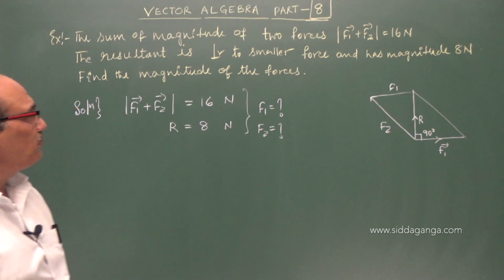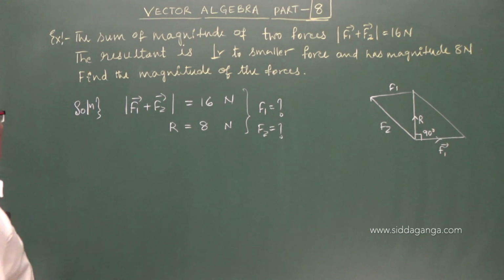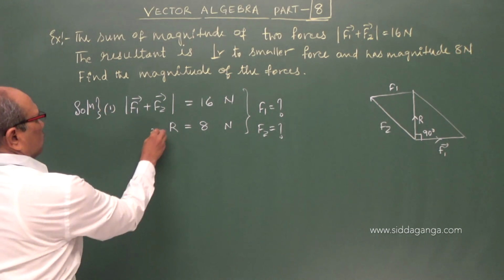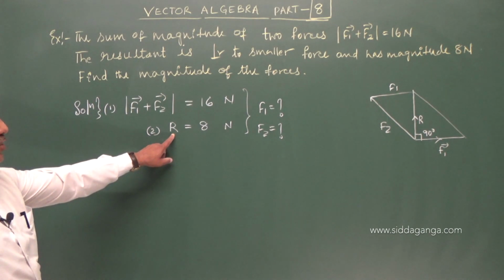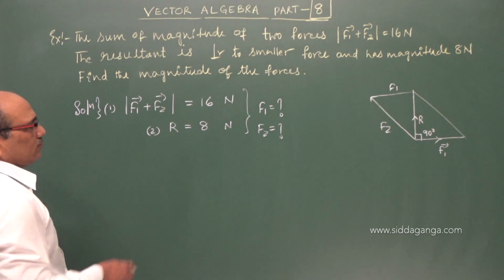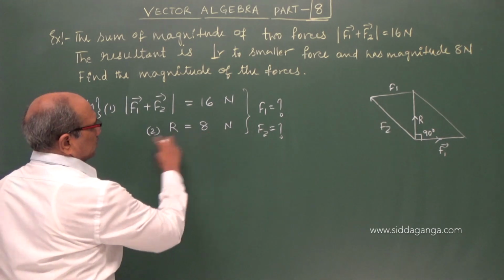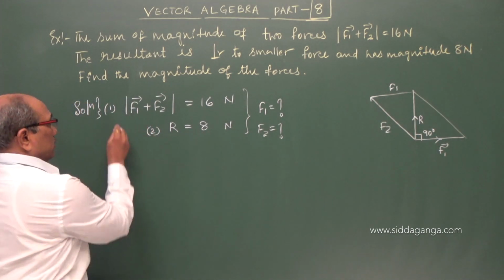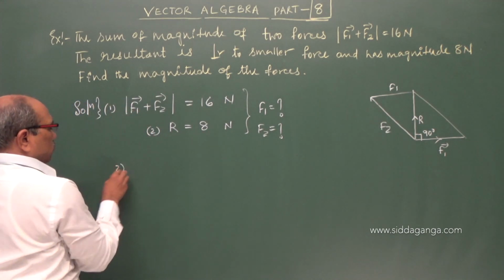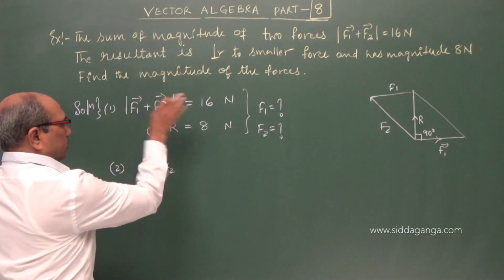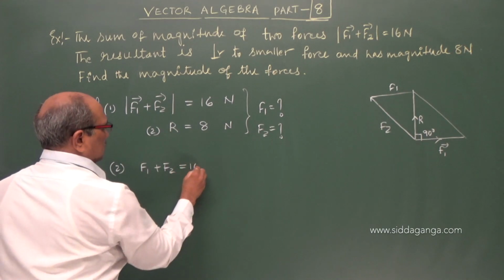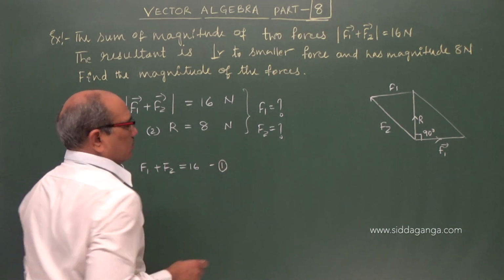What can you do? This is the given data to me. So this R, what is R? R is 8. Use this, however, writing this I tell you now, F1 plus F2, the arrow mark I remove, only magnitudes are given: 16 is what you have here.